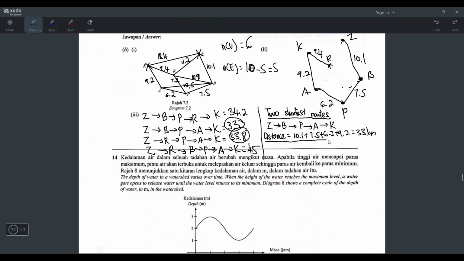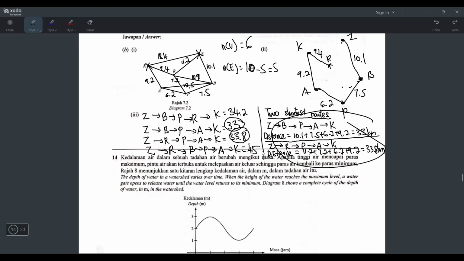Okay, another route. So draw a line like this. So another route is Z to R, P, A, K. The distance is Z to R 11.2 plus R to P 7.2 and then P A K 6.2, 9.2. And I get 33.8 km. So this is the answer.